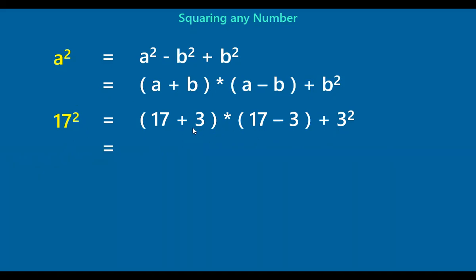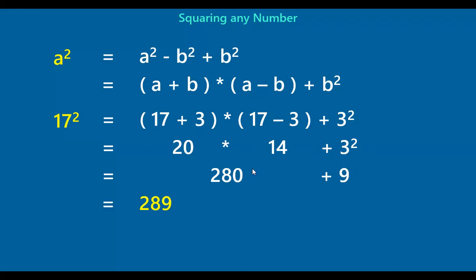So 17 plus 3 becomes 20, 17 minus 3, 14, plus 3 square, of course, there. So 20 into 14 calculating is very simple and we can easily do it. So this 20 into 14 gives 280 plus 9. That means 289 is the answer. So you see how simple it is to get the square of a number. Let's try to implement this and get the other values also.